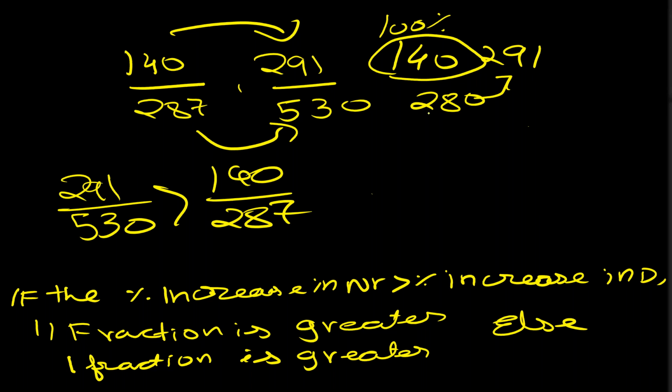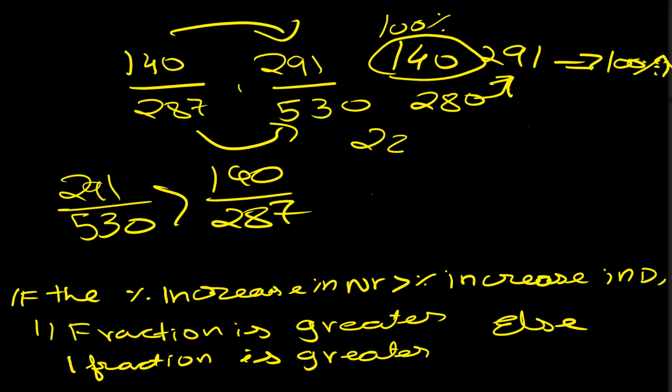More than 100 percentage. If this 140 increases by another 100 percentage, I will get 280. But here the number is 291. That means I can understand that this is increasing more than 100 percentage, right? Now, check for the second number.